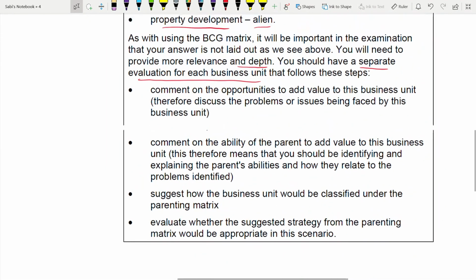Okay. Let us go through these four bullet points before we conclude this lecture. You need to comment on the opportunities to add value. Do they have any opportunities to add value? Who? The parent. That means you have to discuss the problems and issues being faced by this business unit, whatever issues they are facing. Then you have to comment on the ability to add value. Then how you have classified in the parenting matrix, that means the Ashridge portfolio matrix, that you have done correctly.